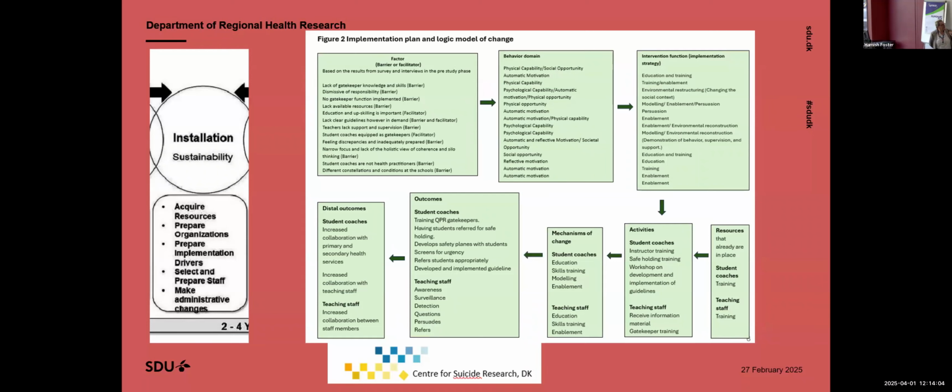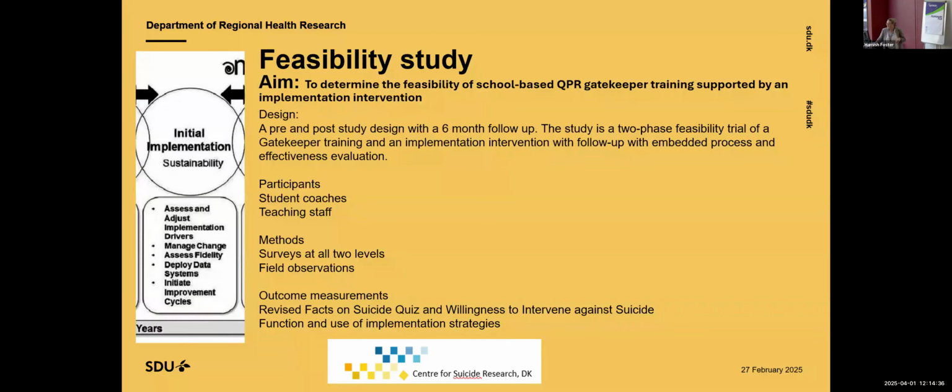Then we found that it was a barrier for them that they were worried about the youth and the students. There was a discrepancy between when they thought a student should be in a psychiatric ward and when they should be home, and they were taught about that as well and trained to do safety plans and things like that. So a huge intervention with an implementation intervention as well.